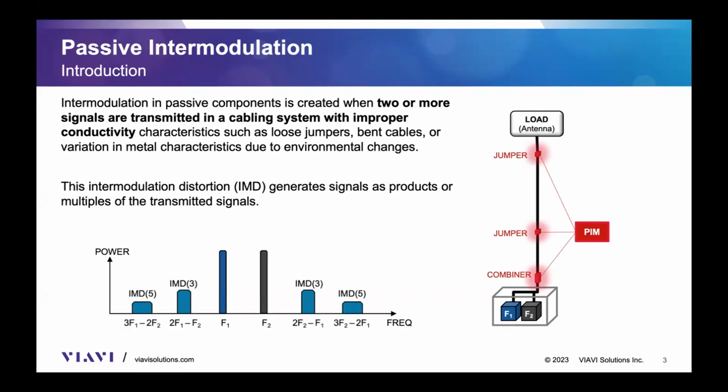And the effect is that those PIM products, which are basically a combination of my 2 fundamentals, are going to give us intermodulation distortion of different levels. The third being the most powerful one, then followed by 5th, 7th, and so on. But basically, this is the basics of why this happens.